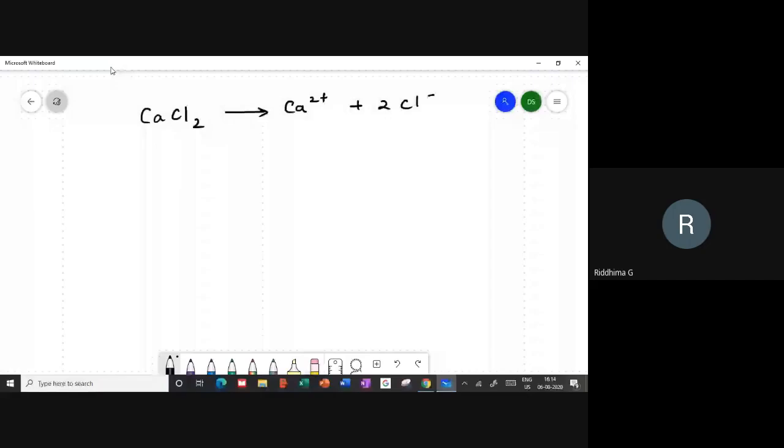So now if I'm considering this, let's say this is the compound basically, right? And these are the ions, isn't it? So now they have directly asked you to give the total number of ions.